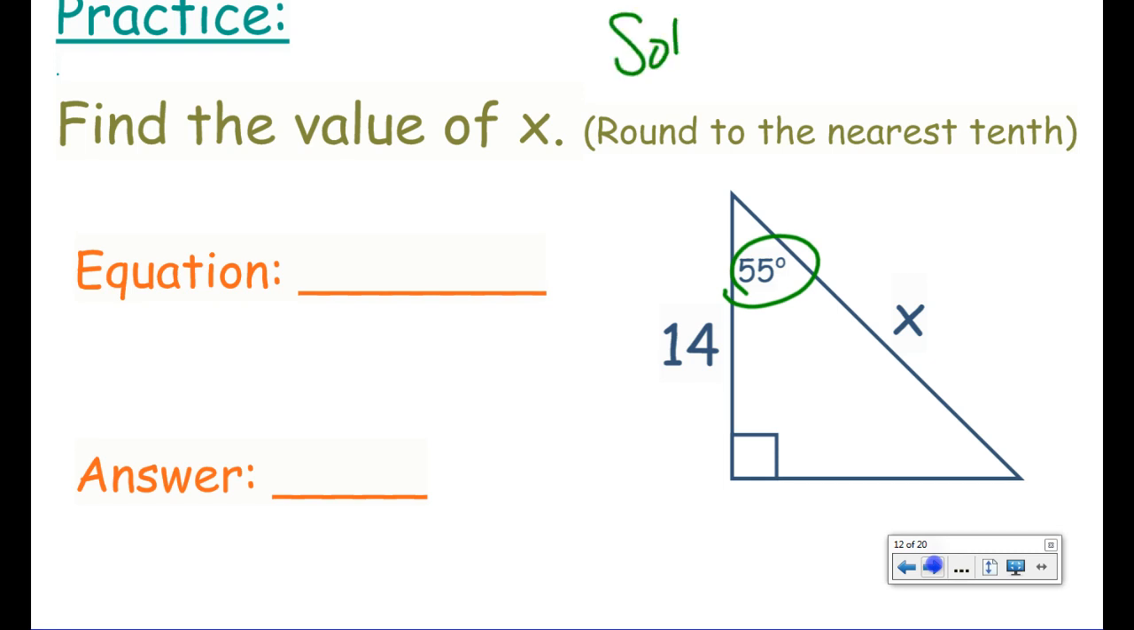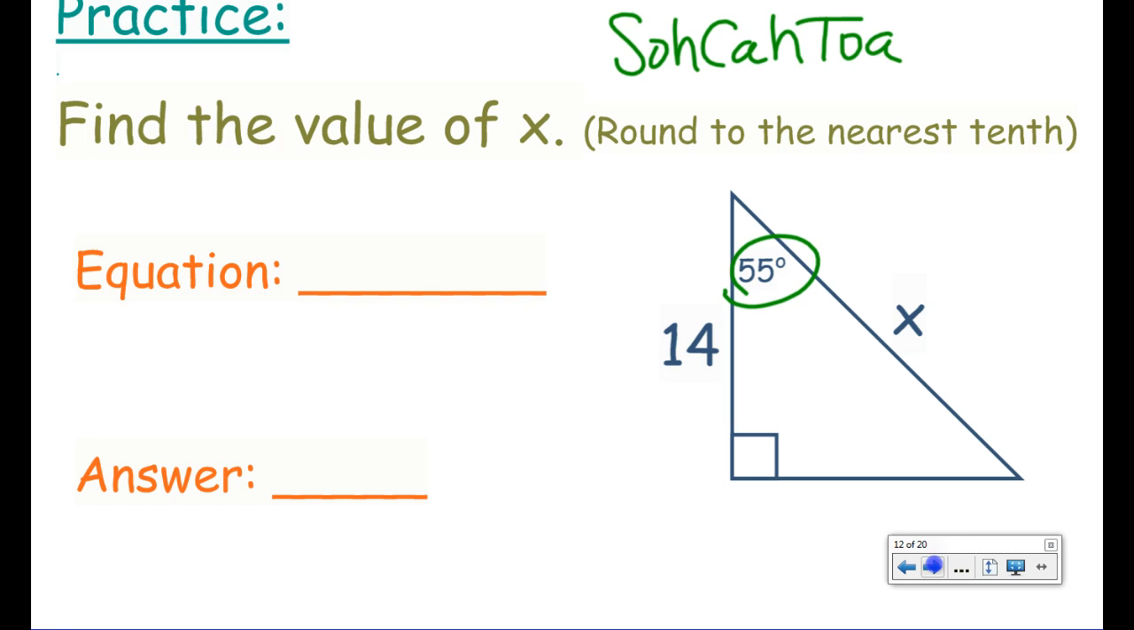I write this acronym at the top of my page, but you can use your formula chart if you want to. But I like the acronym because I think it works really well. Yes? How do you know when to use what? I'm about to tell you. That's what I'm going for. So, first thing you always do is circle your angle. So everyone circle 55 degrees.